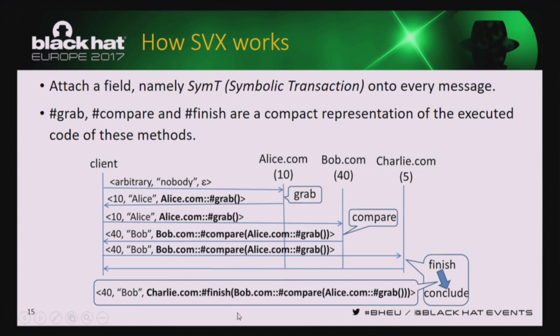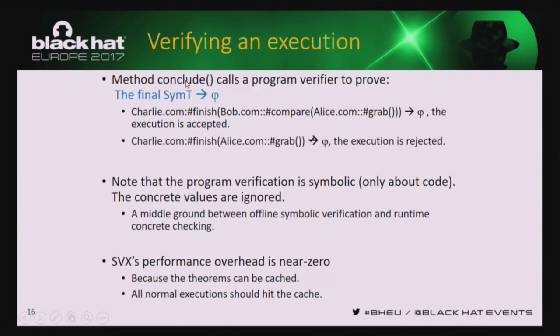I'm not giving you the detail of the representation, but let's assume that there is a way to represent the executed code. Now, at this point, whether this execution is secure is easy to check. Charlie's conclude method simply calls a program verifier to prove that the final SymT implies the property that we want to ensure. For example, in the normal execution, if the code goes through grab, compare, and finish, then indeed this sequence of logic is sufficient to imply the safety property. So the execution is accepted. On the other hand, if the code sequence only consists of grab and directly finish, then the corresponding logic is insufficient to prove this theorem. Then the execution is rejected.